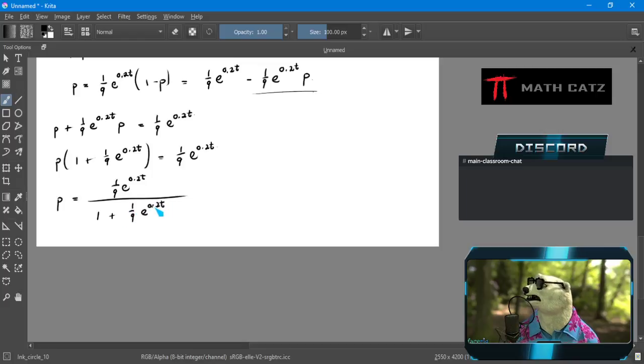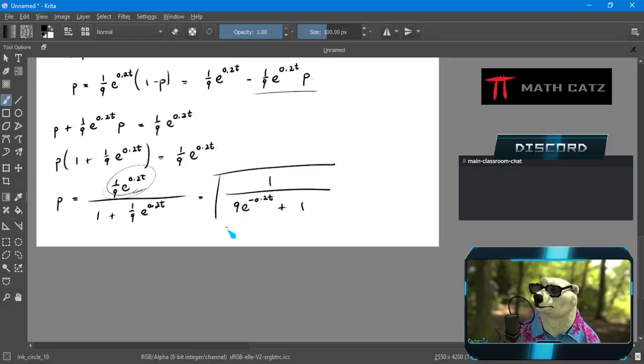Now a little tedious algebra. I'm going to divide by this numerator throughout. And then it's going to be 1 over 9 e to the negative 0.2t plus 1. And that's going to be my best looking answer.